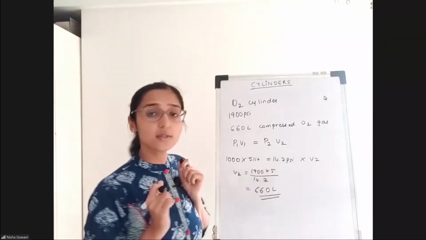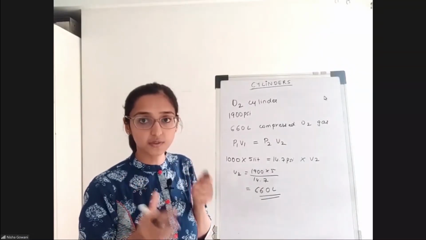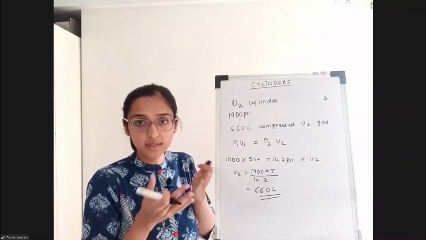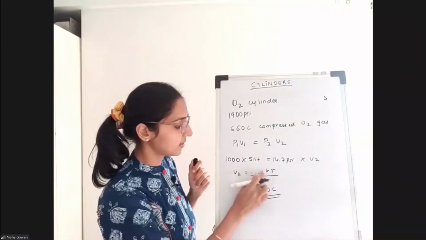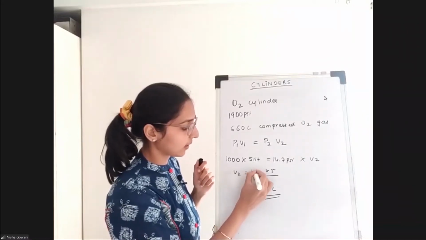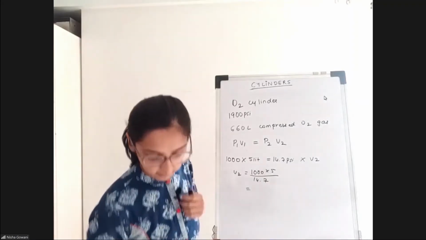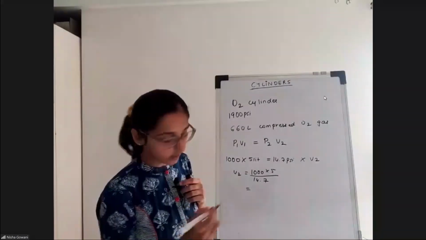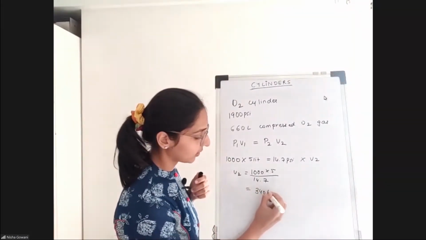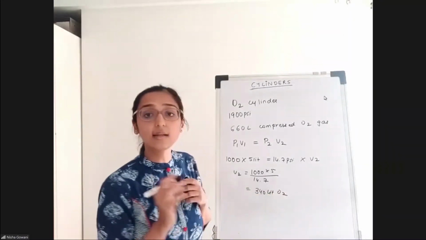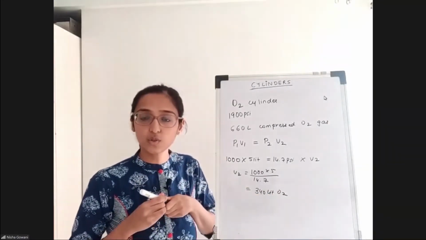Now we want to know how much it is going to yield at 1 atmosphere, that is, how much it is going to produce at 1 atmosphere. When you solve this equation, again, you put 1000 over here, and this is going to provide you with a value. I've calculated it. It will provide you 340 liters of oxygen from this oxygen cylinder.